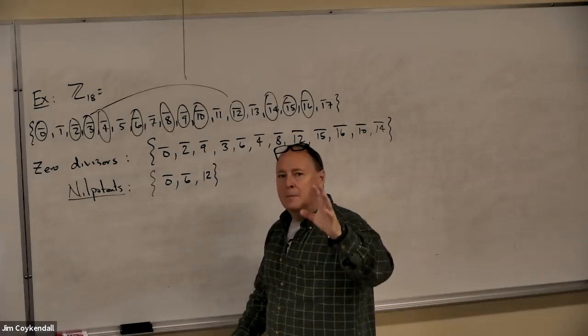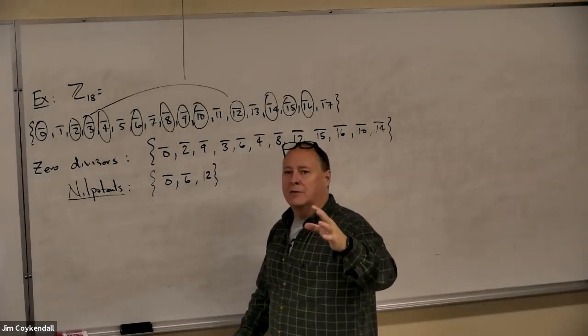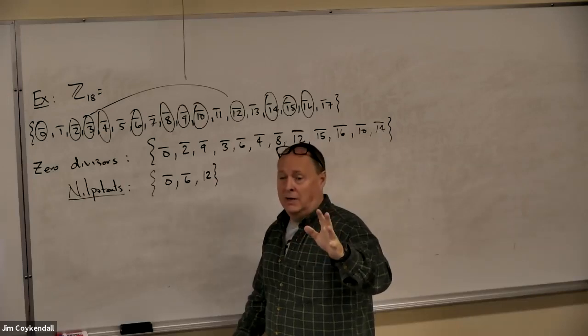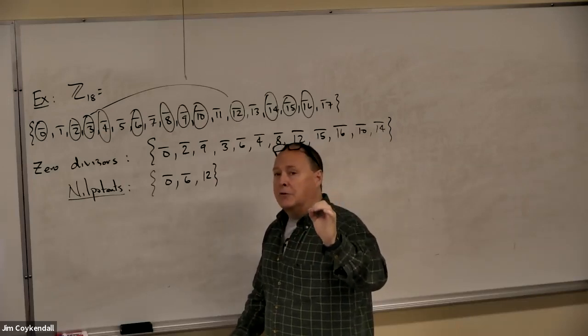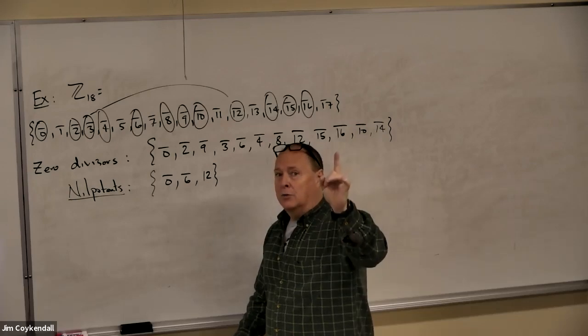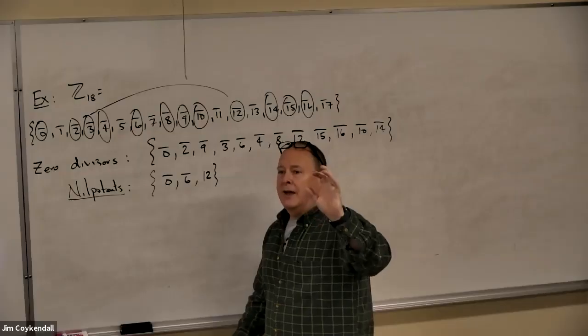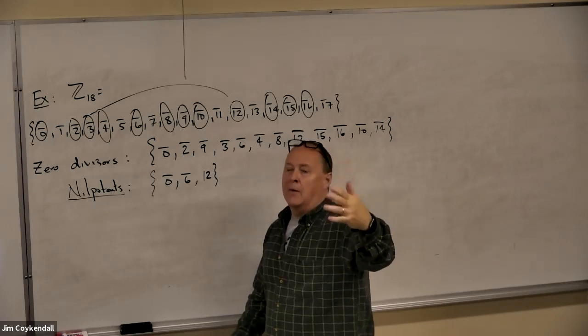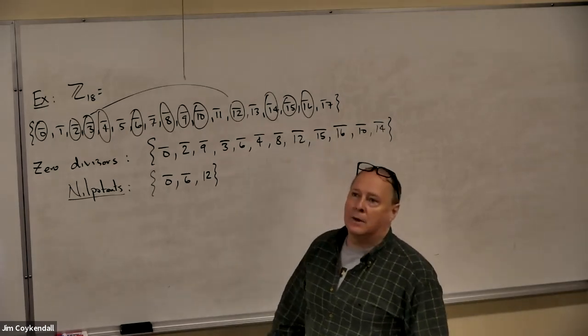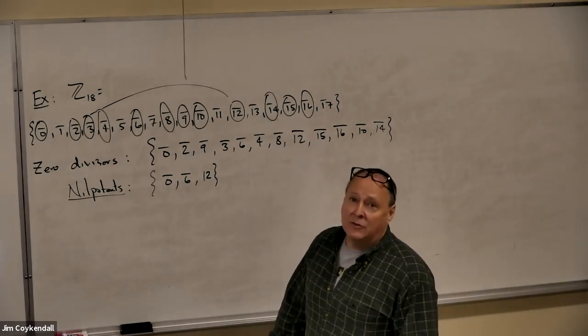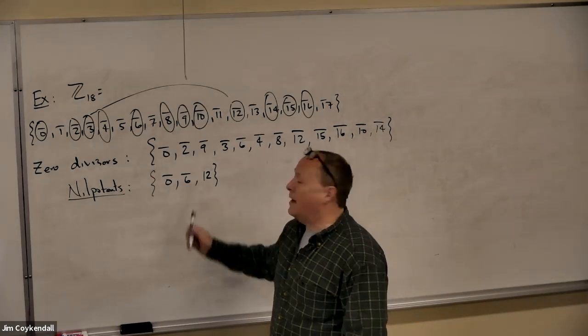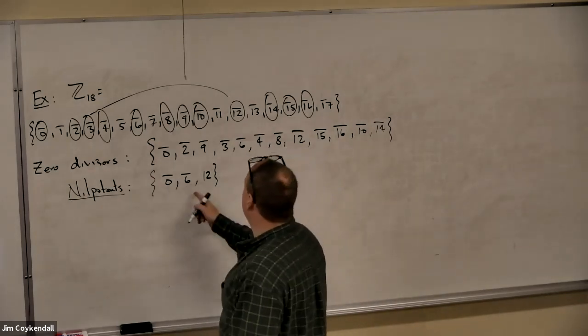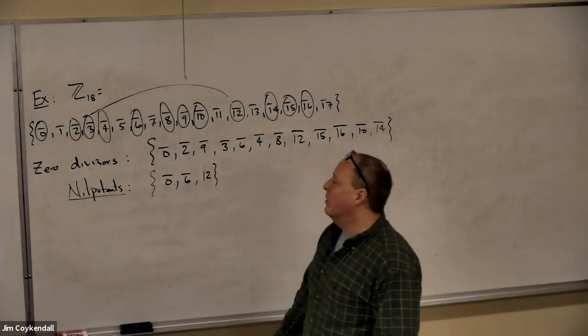To be nilpotent, what has to happen? When I take a big enough power of that number, it has to be divisible by 18. Agreed? How many different primes does 18 have that divide? 2 and 3. So anything that's nilpotent has to have a 2 and a 3, right? And then if you take a big enough power, it will eventually be divisible by 18, right? Which numbers have factors of both 2 and 3? Factors of 6. These are the nilpotents. None of the other ones are nilpotent, right?